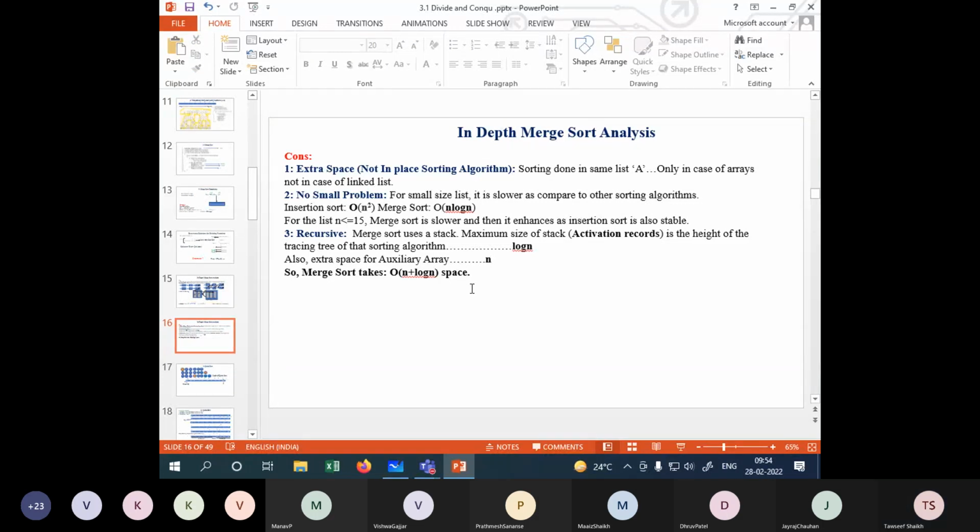So in terms of space, since it is recursive in nature, it takes a little bit more space than the other sorting algorithms in the market. Okay, this is all about the very important divide and conquer merge sort algorithm, its tracing, complexity, recurrence, pros, cons. So I will stop it here for today's lecture.